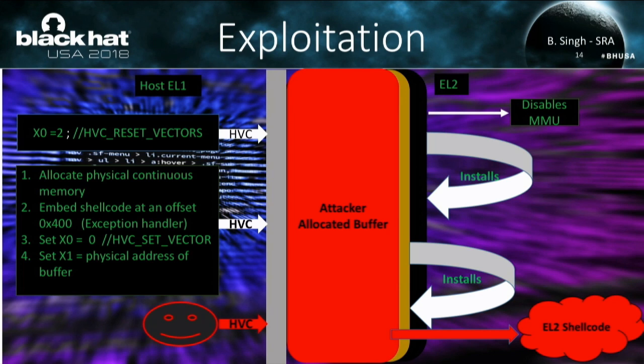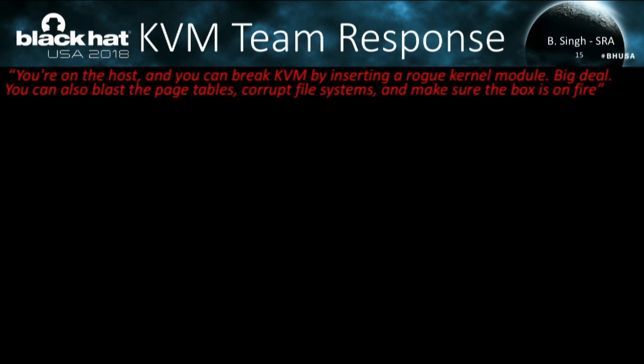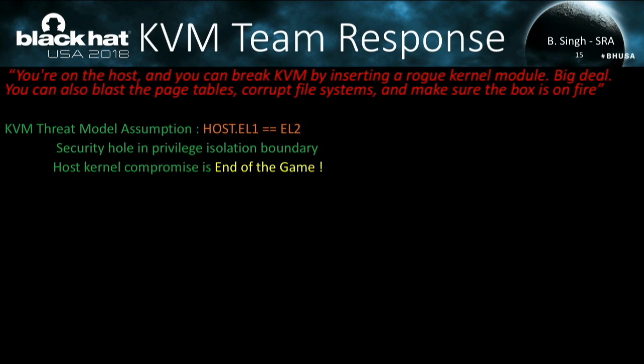After providing this much detail to the KVM team and the Linux team, I got this reply from them. Based on their reply, it seems their threat model assumption is that the code running in host EL1 is equivalent to the code running in EL2. That's why they don't care about the privileged host that they have added into the isolation boundary, and they don't think this is a security issue at all. They think that if the host kernel is compromised, the game is already over.